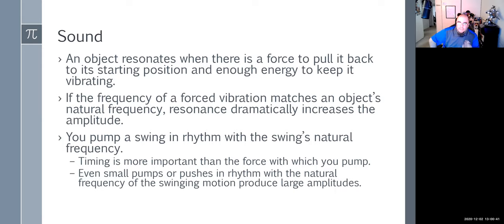A swing is an excellent example of natural frequency, right? You're going to pump a swing in rhythm with the swing's natural motion. When you go forward, you're going to kick your legs out. When you're going back, you pull your legs back. Timing is extremely important in order to get that swing to swing higher and higher, right?